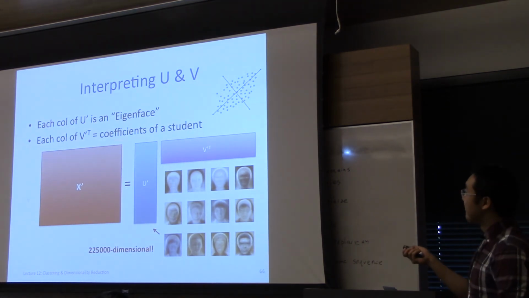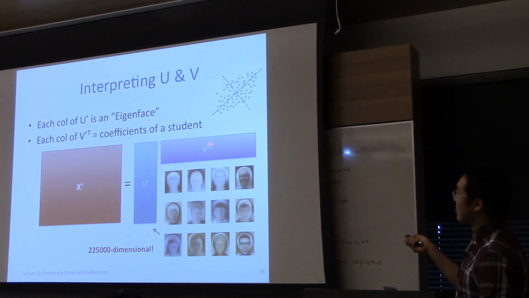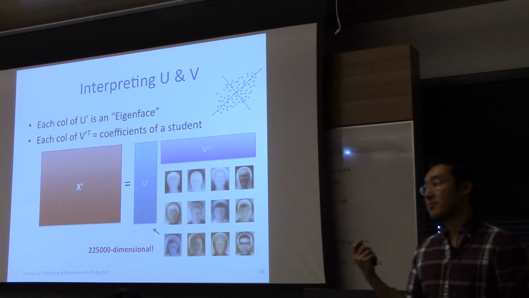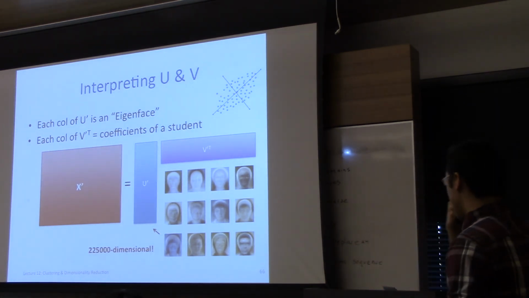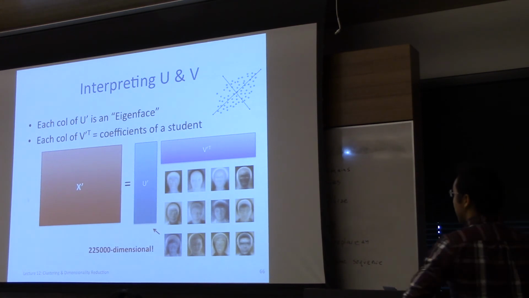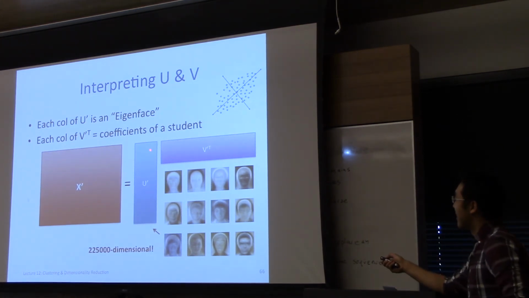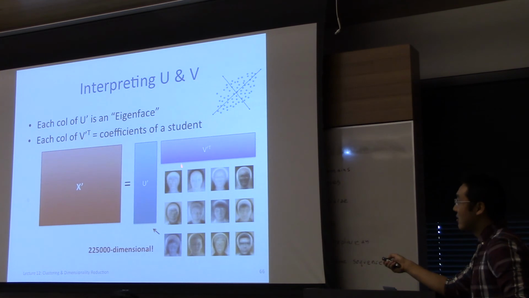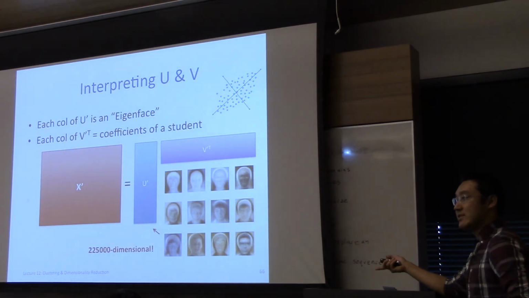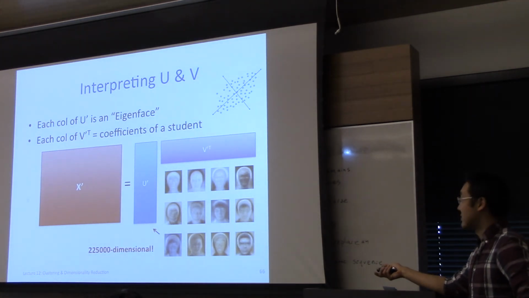Every column of V transposed corresponds to the coefficients of a student. If there are 30 columns in this U matrix, there are 30 rows in this V transpose matrix. And every column corresponds to a student that's now represented by 30 numbers instead of 225,000.